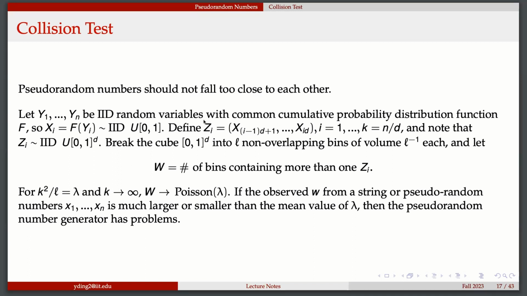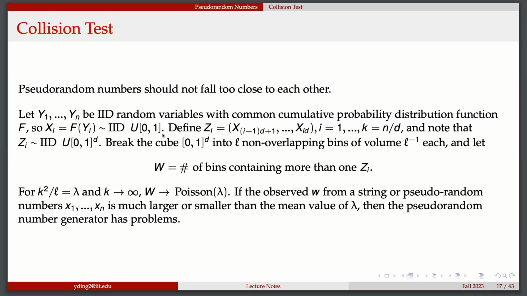And then you define your zi in pairs, just as what we did before. Consider d dimensions. Then z will have d elements inside, and how many zi you can have is from 1 to k, depending on how many sample points you can generate divided by d. Of course, you make sure this is an integer. Okay, and then what is your zi? Because this xi is the random number you generated, and then you generate zi, zi should be iid on the hypercube.